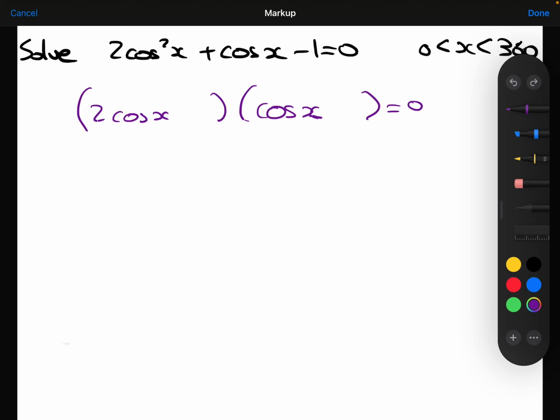Then I think if I have this as being a plus 1 and this as being a minus 1, then the minus 1 times the plus 1 gives me the minus 1 there. That's good. And the 2 cos x times 1 gives me 2 cos x. The minus 1 times the cos x gives me a minus cos x. And the 2 cos x minus the cos x gives me the positive cos x there. So I know that cos x either equals 1/2 from that first bracket, or cos x equals minus 1 from the second bracket.